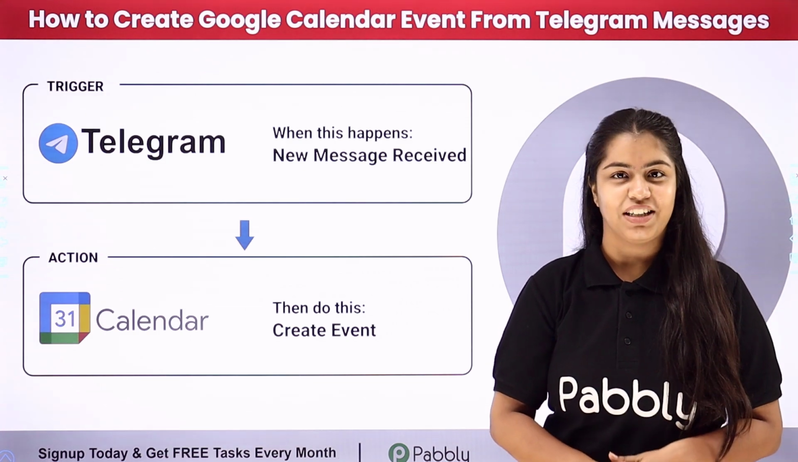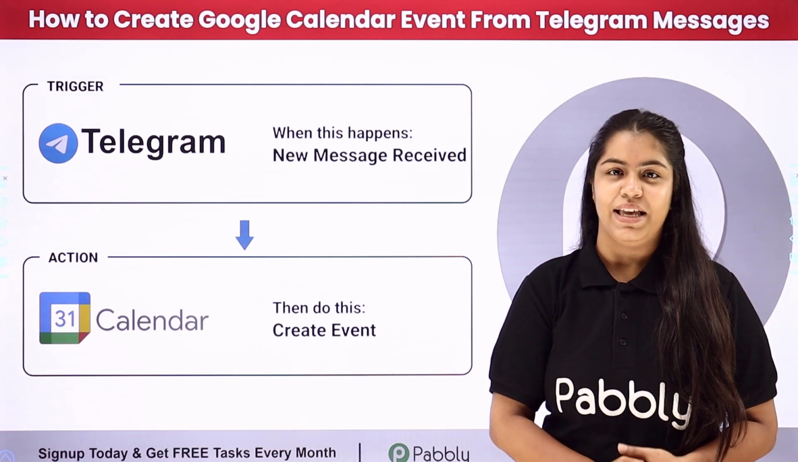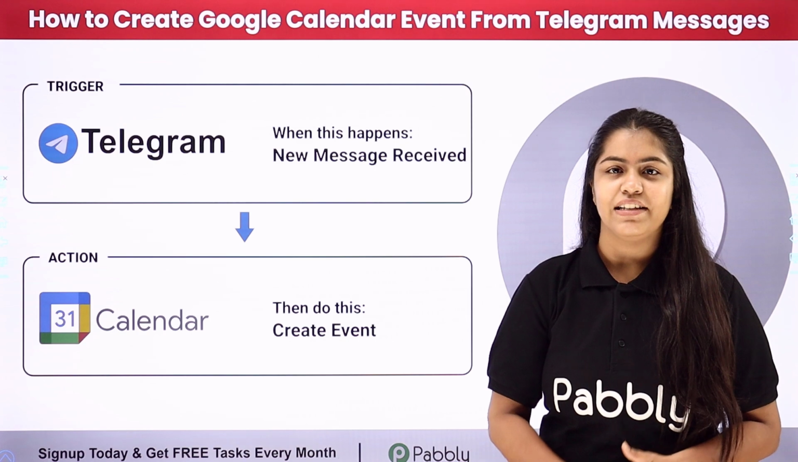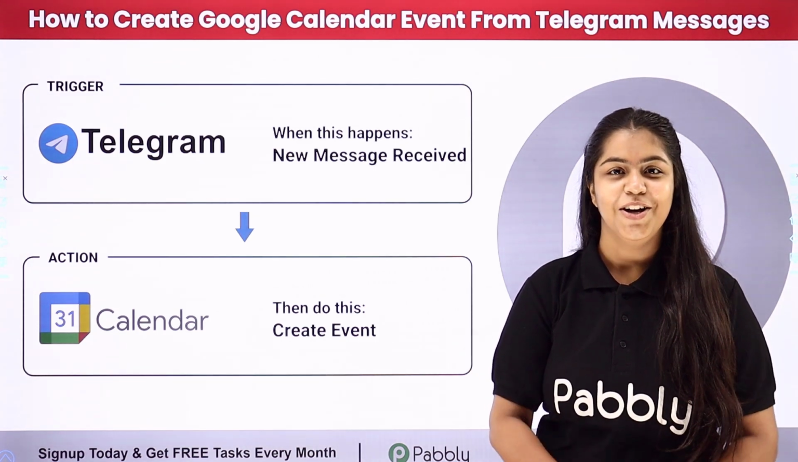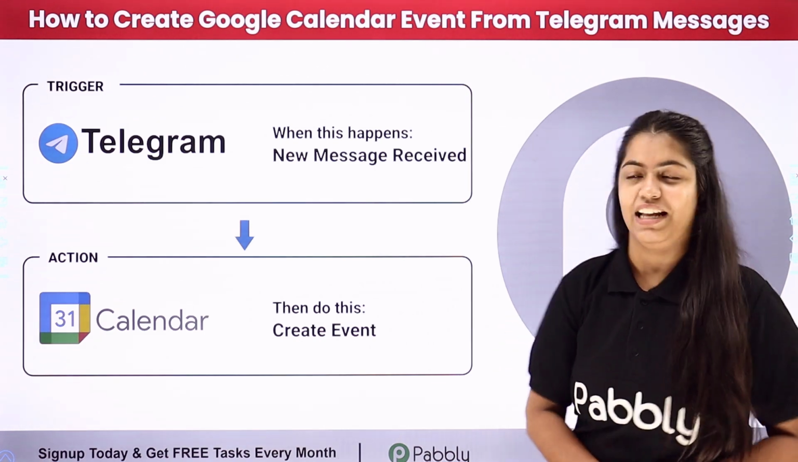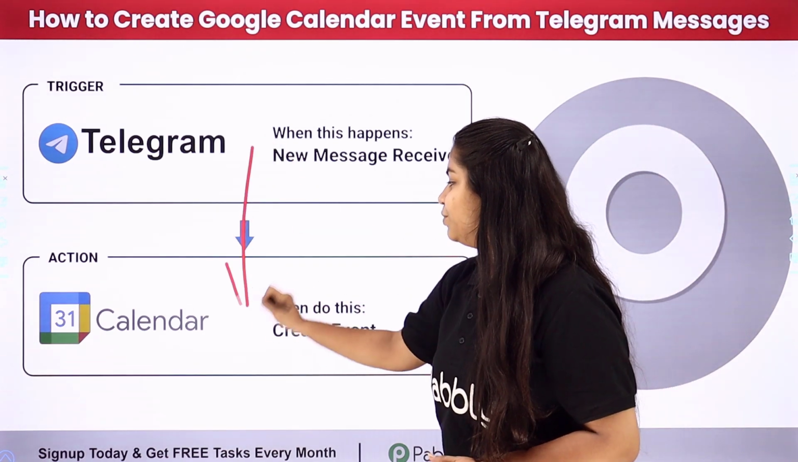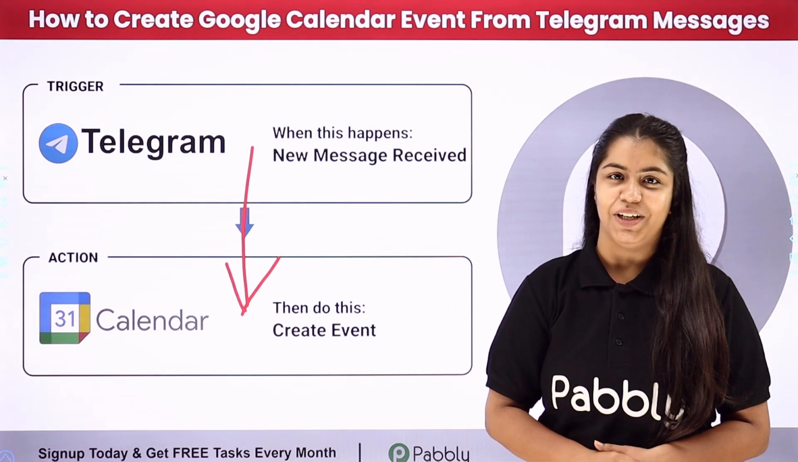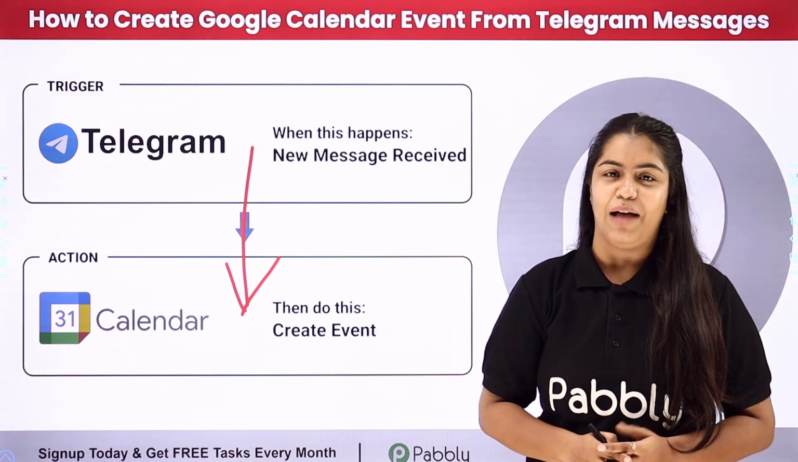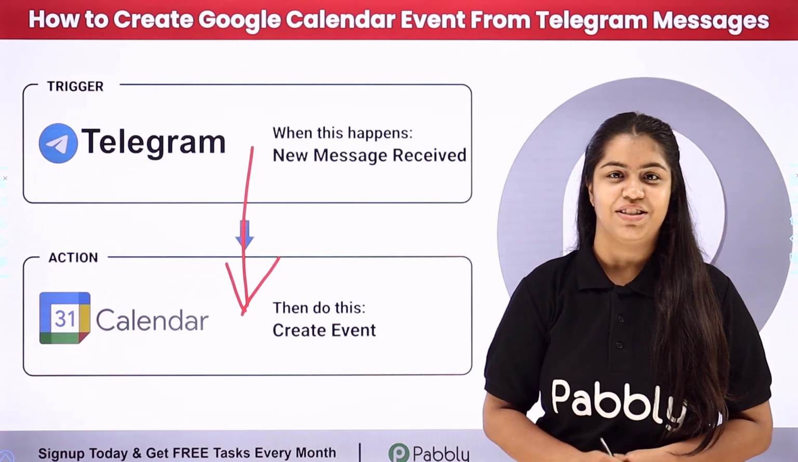So over here our objective is that as soon as a new Telegram message is received, automatically with the help of same message a new event should be created in our Google Calendar. So to do this we are going to create a connection between Telegram and Google Calendar. To create this connection without knowing any programming or coding language, we are going to use Pabbly Connect. It is an amazing automation software.